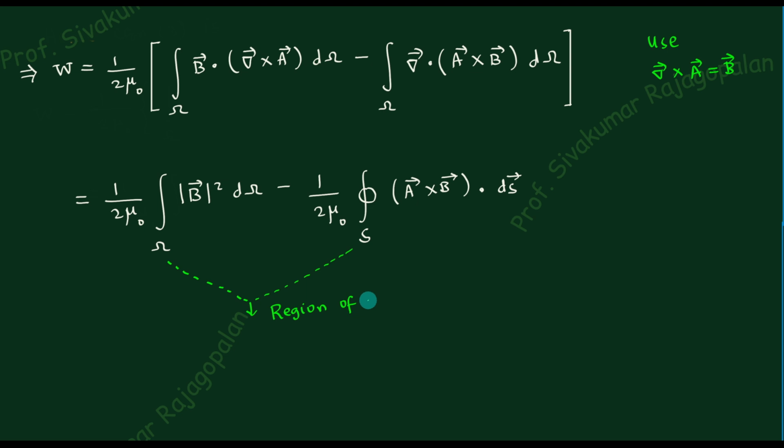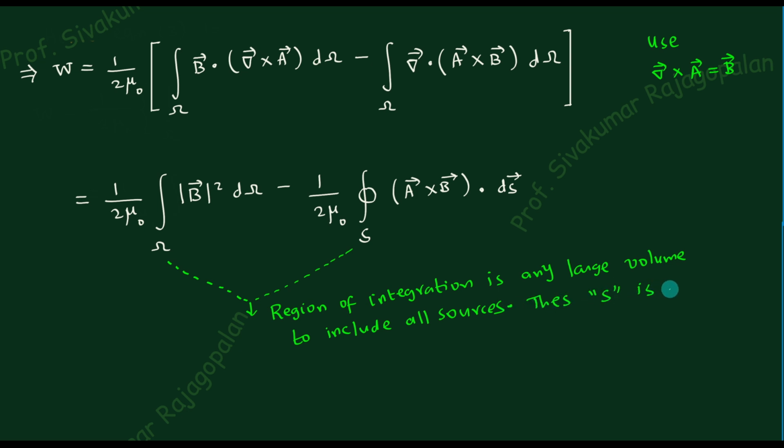The region of integration here, remember, region of integration can be any large volume. That point should be clear to you. Only then you will be able to appreciate the diagram that you have. Any large volume, so as to include all sources. Sources means all the current densities. If it is the case, the surface S in the integration is actually the boundary of the volume omega. So this is something that should be clear to you. Only then you will be able to appreciate the evaluation of the integral.